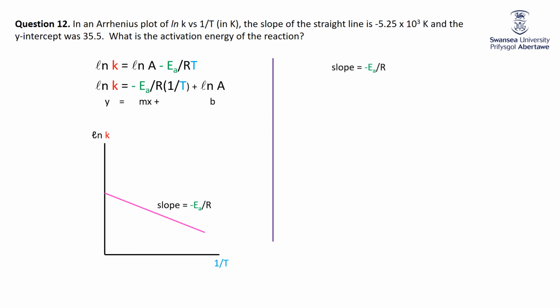Now in this particular question, we were told the slope is minus 5.25 times 10 to the 3. So there we are. Slope is minus 5.25 times 10 to the 3. Slope is also minus EA over R. So we pop those in, make them equal. Get rid of the minus sign, multiply both sides by R, 8.314 joules per mole Kelvin. And we get that the activation energy is 43,648 joules, or about 44 kilojoules.